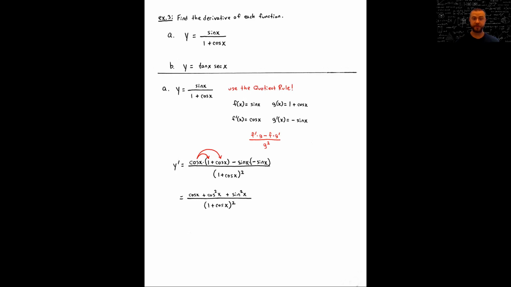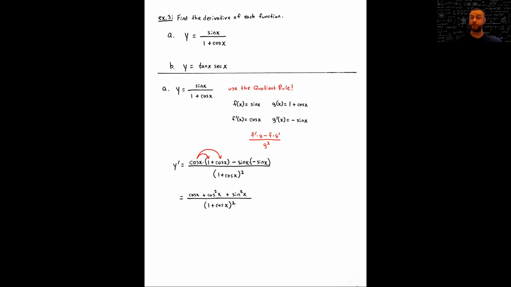So just be careful, distribute, change the negatives there. Notice we have a minus a negative. And we should get for our numerator cosine of x plus cosine squared. And then simplifying, we get plus sine squared. The denominator is still the same, 1 plus cosine of x squared.